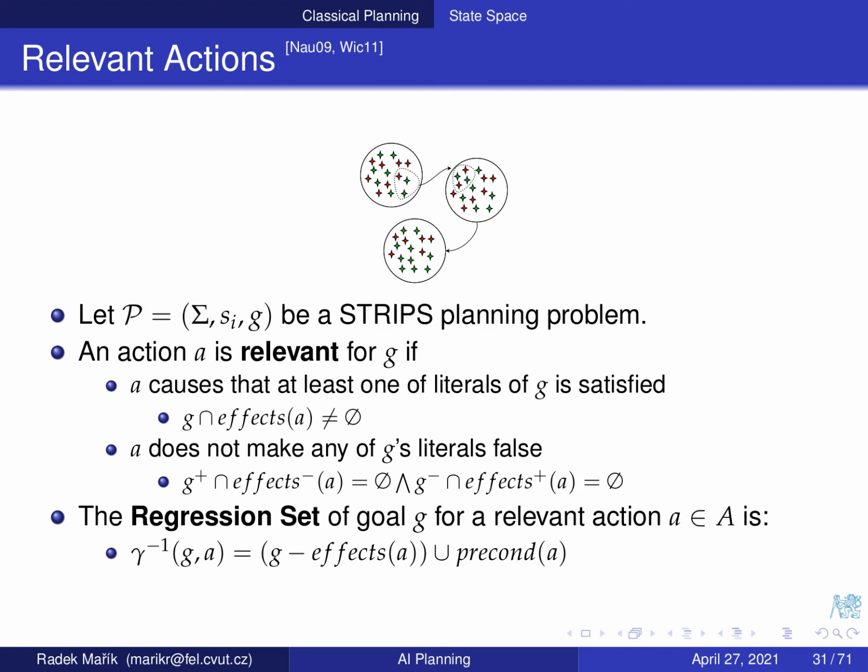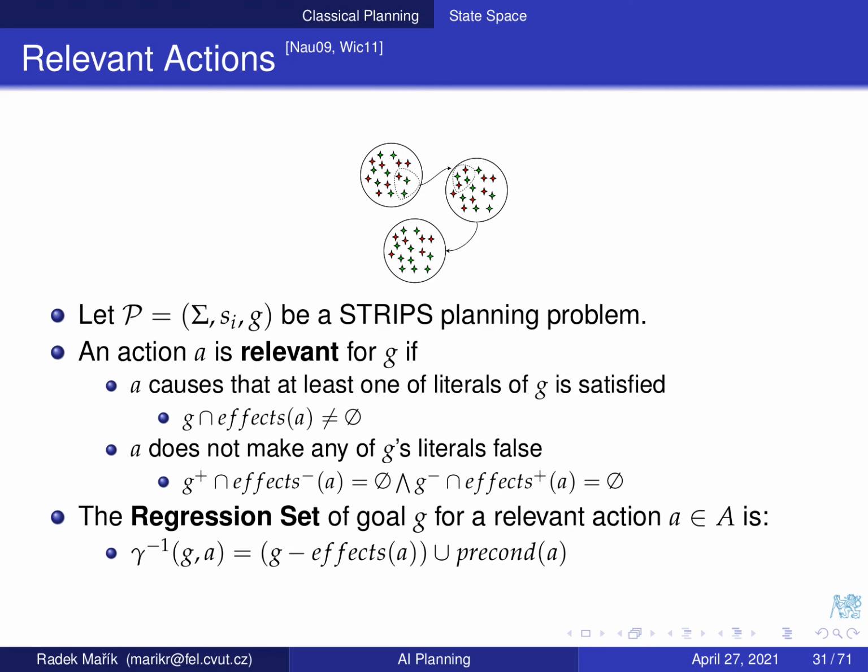Here we speak about the action A being relevant for G, for the set of literals, if the effects of A cover some literals of the goal, and furthermore, it does not contradict the rest. That means what is valid in G does not belong to the negative effects of A, and the opposite way also.